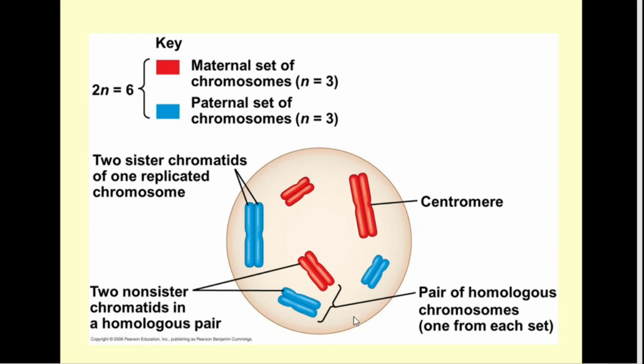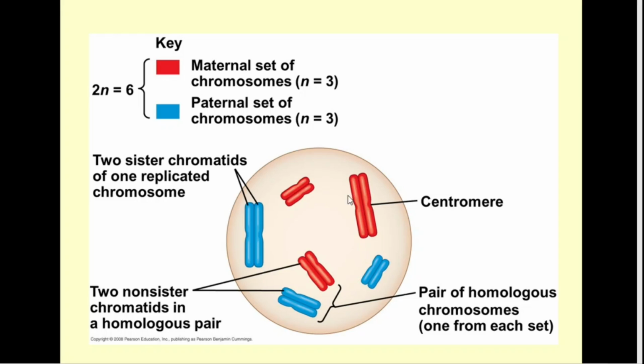So what we can see on this diagram here, let's look at the actual words. 2 sister chromatids of 1 replicated chromosome. We've got in red the maternal set of chromosomes. So N equals 3: 1, 2, 3. And as noted here, these chromosomes have already been through the S stage of interphase, so they've already been replicated. Each chromosome consists of 2 sister chromatids, which we can see as the 2 different lines there. And remember, our sister chromatids are joined at the centromere.